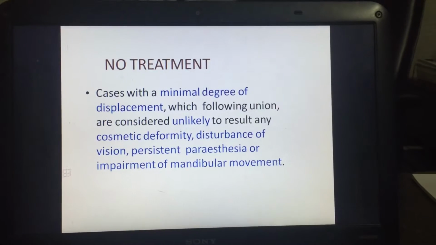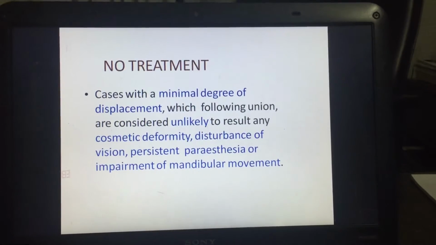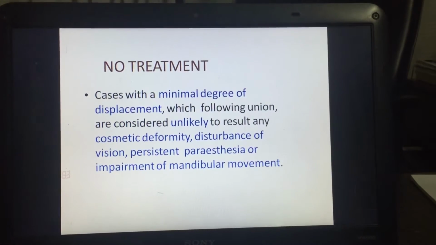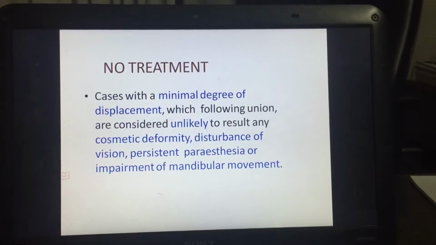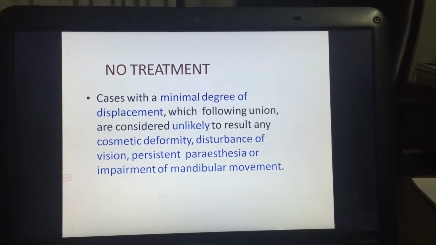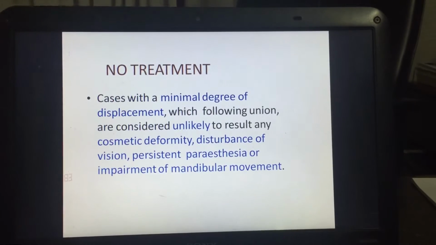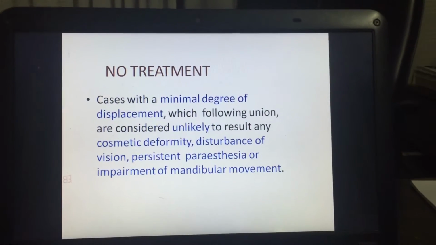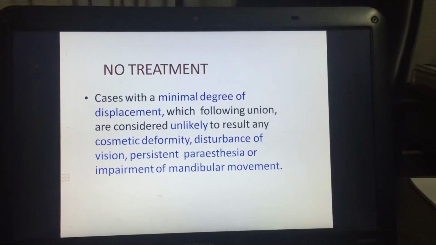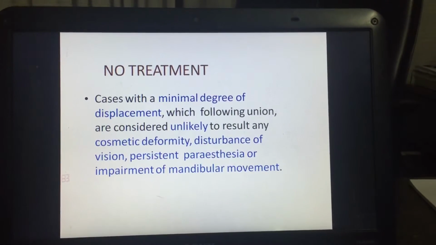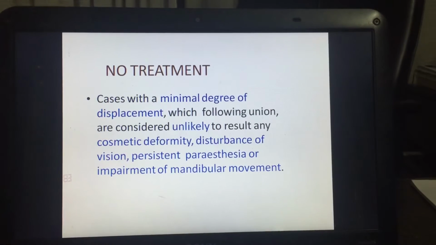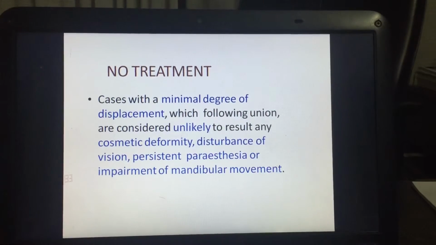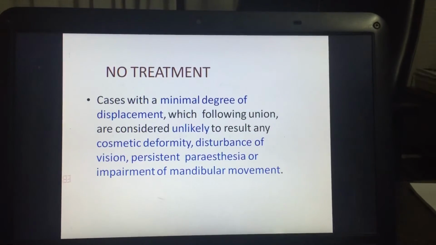In the no treatment case, with a minimal degree of displacement, which following union are considered unlikely to result in any cosmetic deformity, disturbance of vision, persistent paresthesia or impairment of manual movement. That means there won't be any kind of cosmetic deformity, any disturbance of vision, or persistent paresthesia, and even there would not be any impairment of manual movement, and the displacement is minimal.